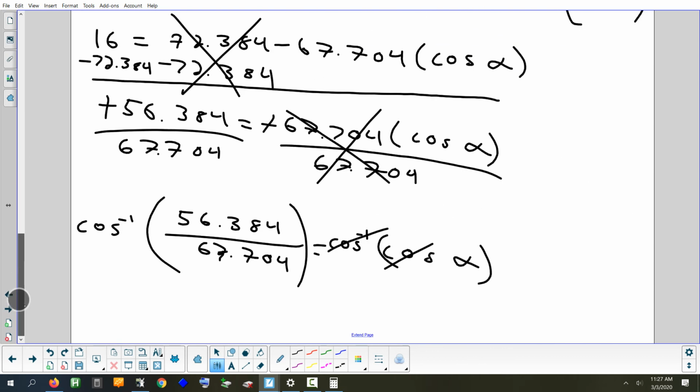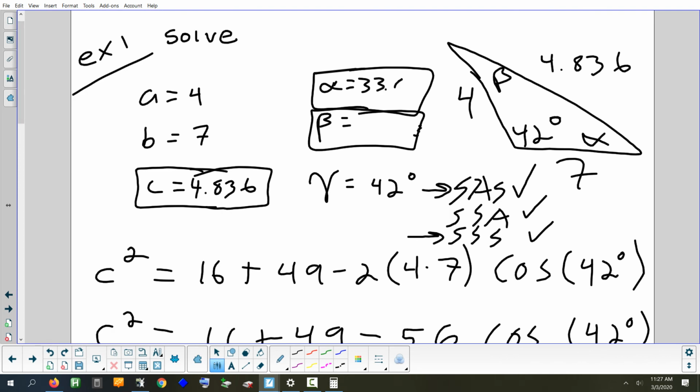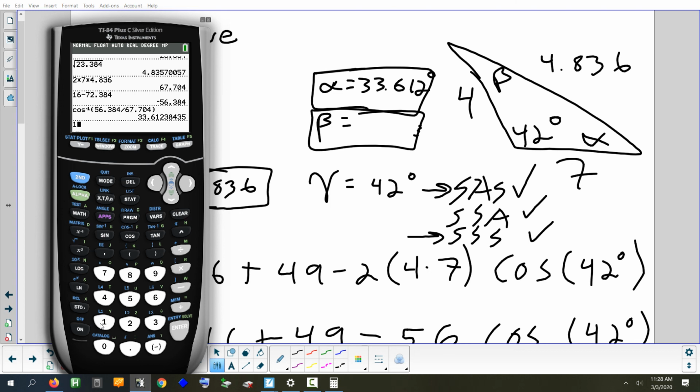And what did we solve for? Alpha. Forgot what I said. 33.612. Now we have 2 out of 3 angles. So how could we get beta? We would add those two together and then subtract from 180. Yep. So just add 33.612 plus 42 and subtract that from 180. So that gives me 104.380.